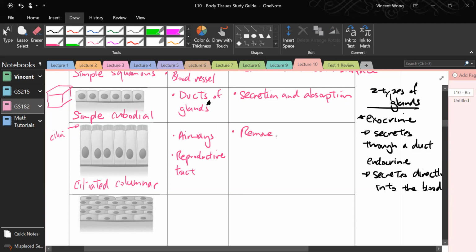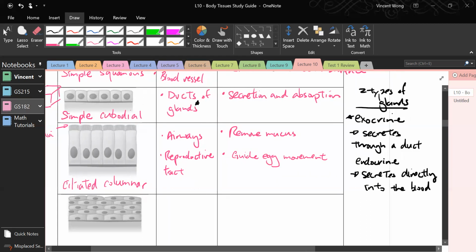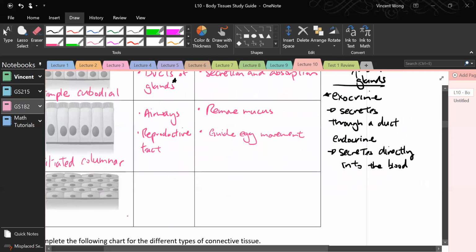So remove mucus in the lungs. Reproductive tracts, I said, like it will guide egg movement. Unlike the sperm, which has a tail, the eggs don't, so they don't really know which way to go. The cilia will help guide them towards the uterus. Okay.